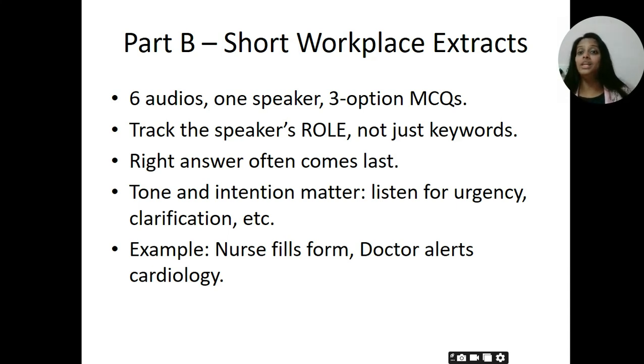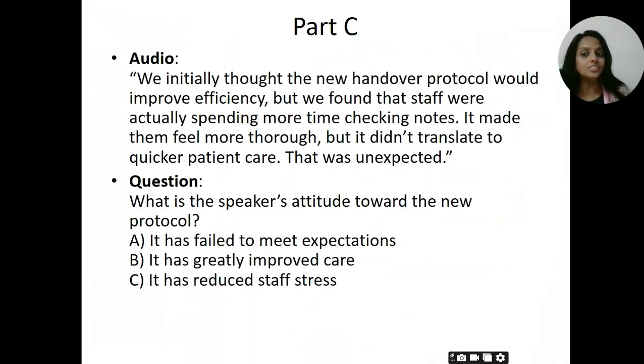Okay, now let's shift gears to part C, long discussions, real thinking. This is the big one. Long recordings, healthcare related topics, different accents, no transcript, just you, the voice, and the timer. You will hear interviews, presentations, panel discussions, or expert commentary. And here is the kicker: the answers aren't sitting on the surface. You have to infer, analyze, sometimes even disagree with what's said.